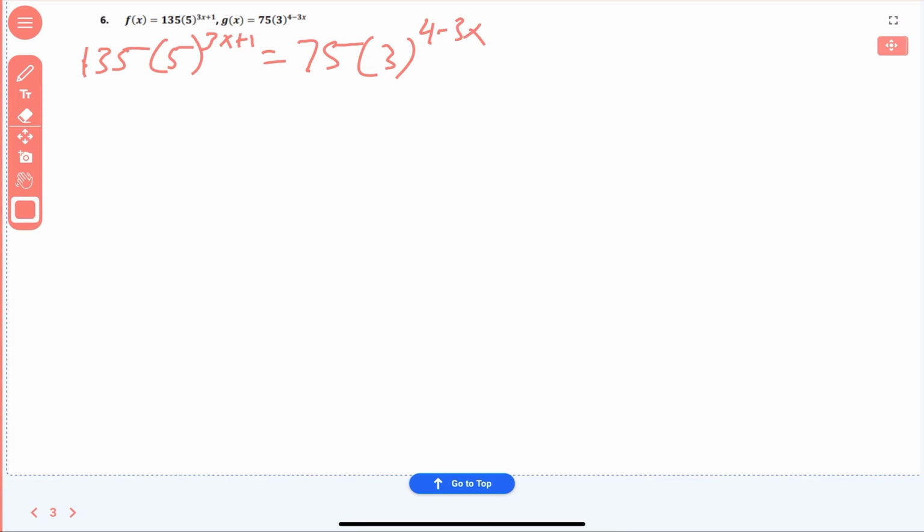It's not going to go evenly. But you're on the right track. What's a common factor there? 15? Divide by 15, divide by 15.